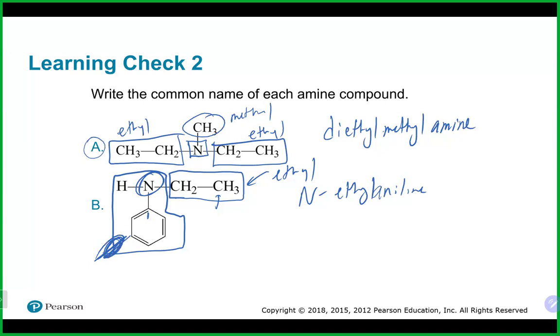Other questions? All right, so the first one is primary, secondary, tertiary. It is a tertiary. The second one is a secondary, yeah. So it's got a carbon there and a carbon there, so again, it is a secondary amine on that one. Any questions on those there?